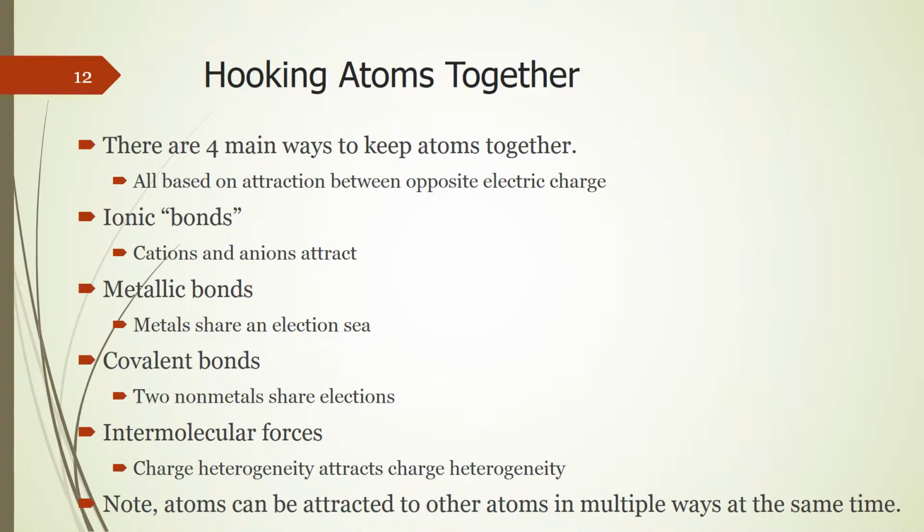We also have intermolecular forces. These are a cousin to the ionic bonds, but it's not really that someone lost an electron. It just happens to be the electrons are on one side of the molecule for whatever reason, and thus you have a slightly positive or slightly negative charge.